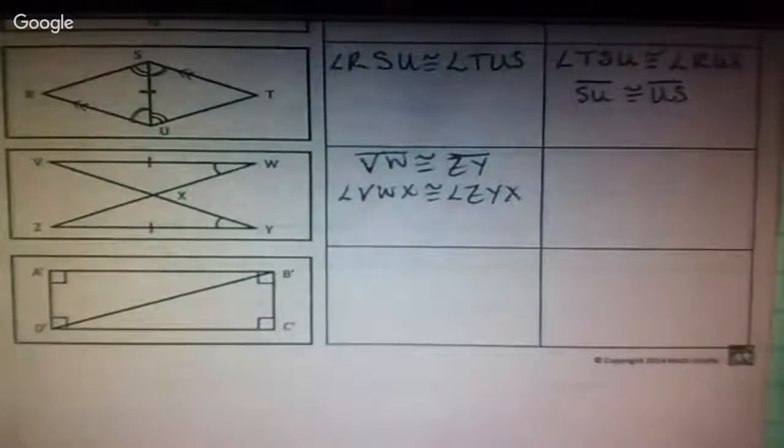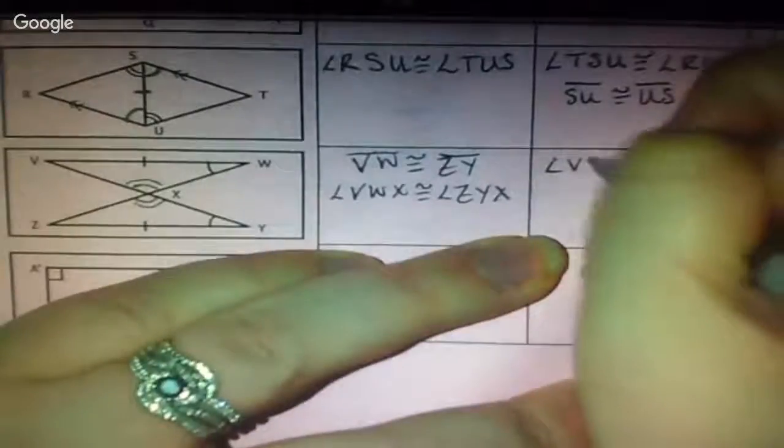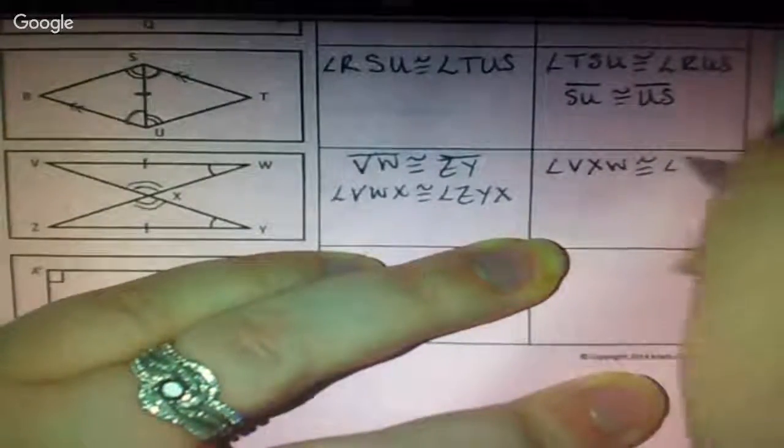What hidden piece of information is in this picture? Vertical angles. So this angle here is congruent to this angle here, which means that angle VXW is congruent to angle ZXY.